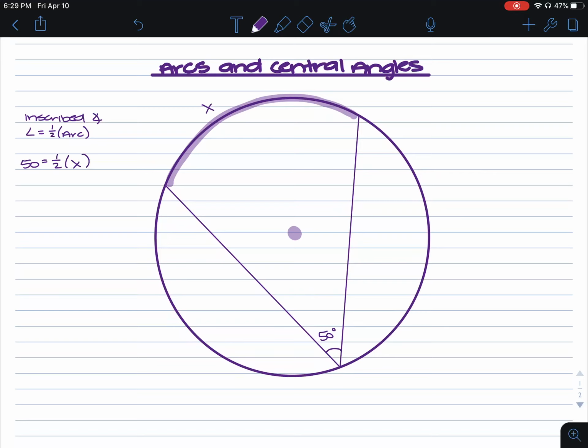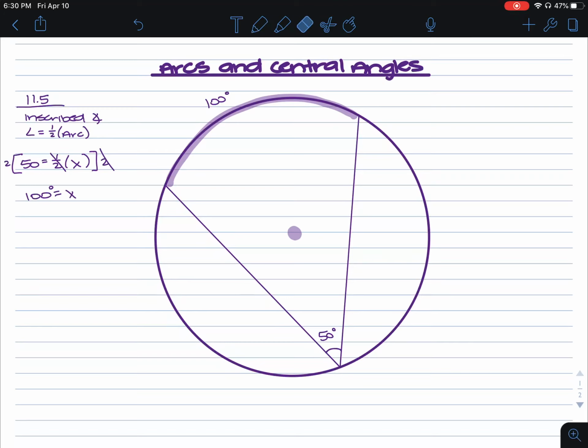Okay, well, how do I get rid of that 1/2? To get rid of a fraction, we multiply by the reciprocal. So I'm going to multiply this whole entire thing by 2 on both sides, right? What I do to one side, I have to do to the other. Well, 50 times 2 gives me 100. So x is 100 degrees. So instead of x here, I should have 100 degrees. Those are examples of inscribed angles. That's part of what we learned for 11.5.